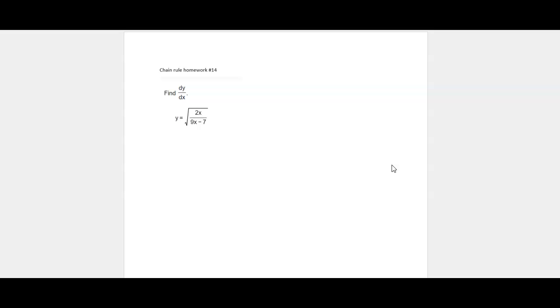So we're asked to find dy dx, which is the derivative of y with respect to x. I want to know how y changes when x changes. And y is the square root of 2x divided by 9x minus 7.